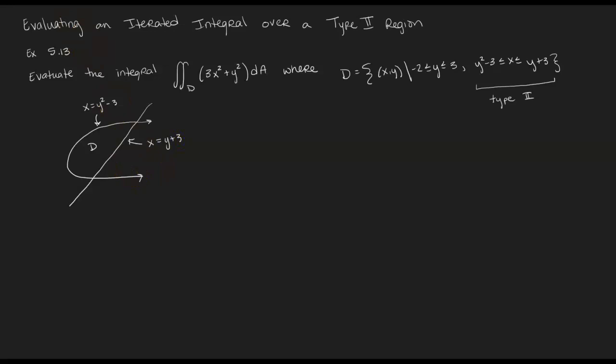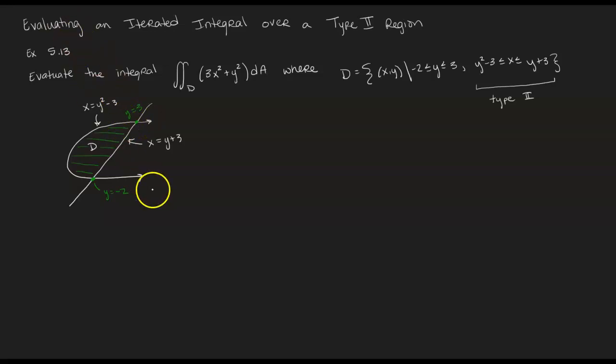And so in a type 2 region, we draw our horizontal lines across the entire region. And then we take note of the fact that y ranges from that bottom point, that's y equals -2, and then the top point, that's at y equals +3. And if you weren't sure about how to find those, remember you would just set the two equations, y squared minus 3 and y plus 3, equal to each other, and you'll find the intersecting points at -2 and +3.